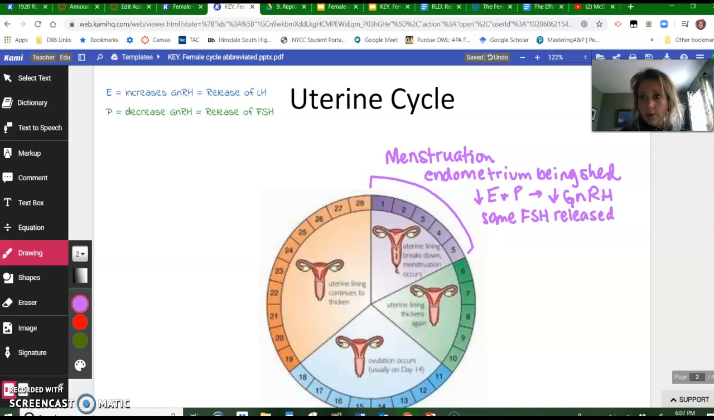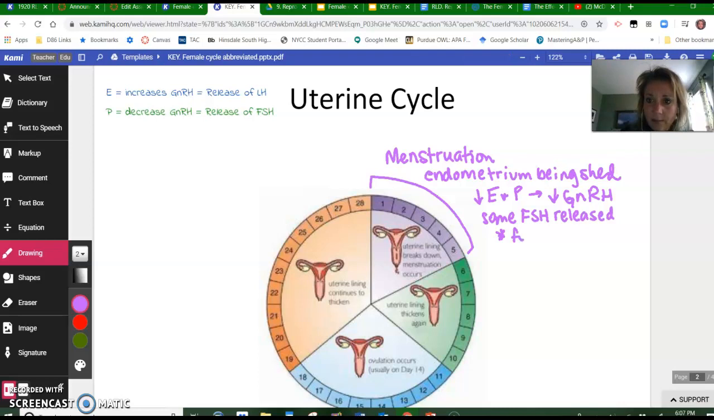GnRH, but there's going to be some FSH that is being released. And this is a really important point because during menstruation, you do have the growth of the follicle for the next cycle. And so that's only going to occur if we do have some FSH in the bloodstream. It's not a lot. It's still at a pretty low level. But at this time, we do have growth of the follicle. I'm just going to mention it here because it is a part of the ovarian cycle. Even though we're talking about uterine here, remember that the ovarian cycle is happening at the very same time.